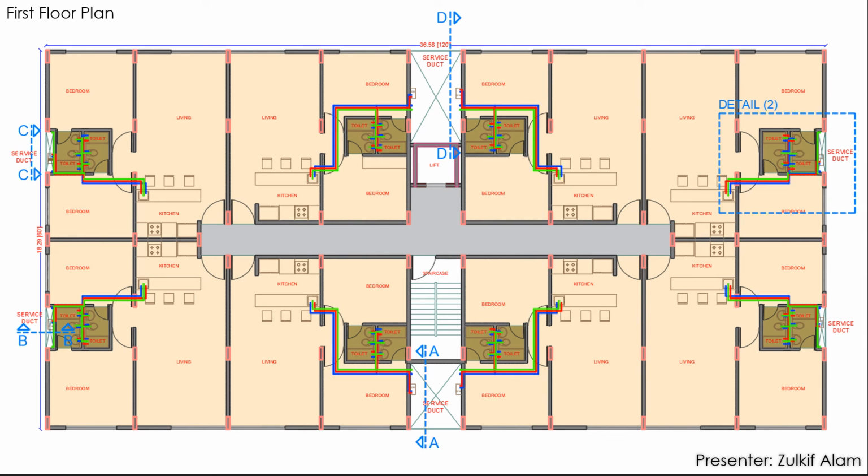This floor plan shows the details of the first floor of the building. There are a total of 8 apartments on this floor. Each apartment is identical with 2 bedrooms, 1 living room, 1 kitchen, and 2 attached bathrooms. Each of the apartments is between 800 and 1,000 square feet as per the design requirements. The piping system for the water distribution is identical for each of the apartments, and the details are going to be discussed in the next slide.